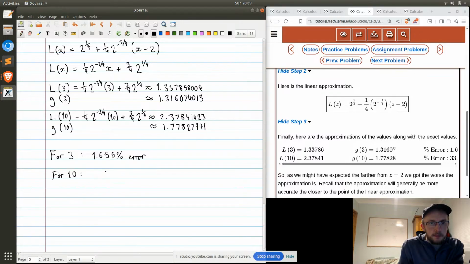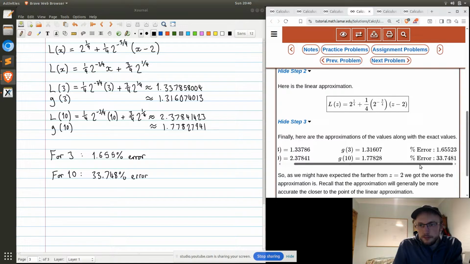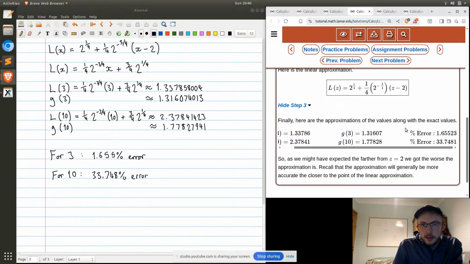For 10, exactly the same story. 2.3784143 divided by 1.7782791. Take 1 times by 100, and we get 33.748%. So a much bigger error. Let's check if that's right. Okay, that's good. That's correct.